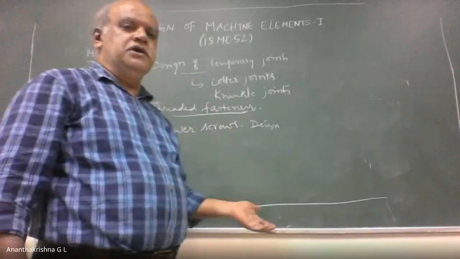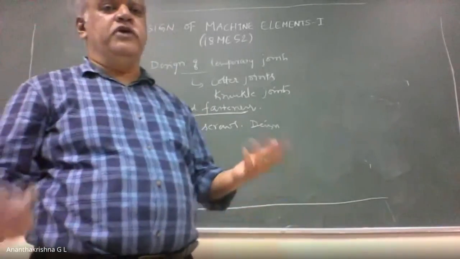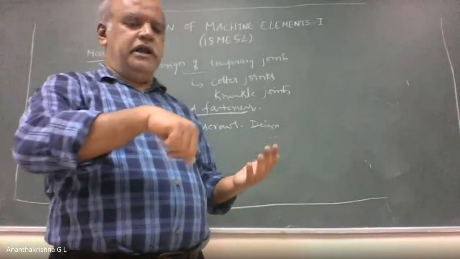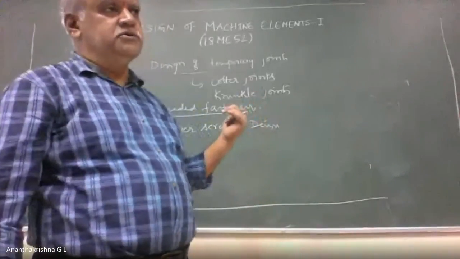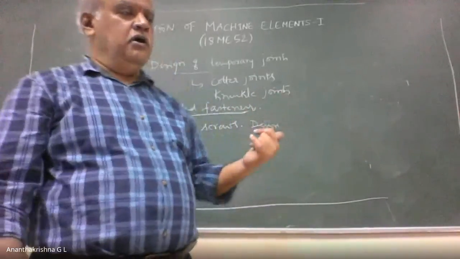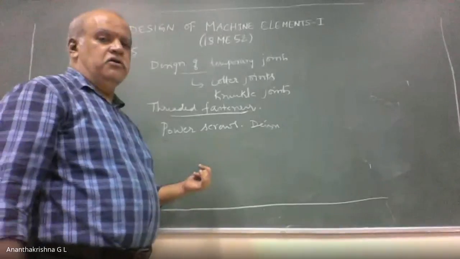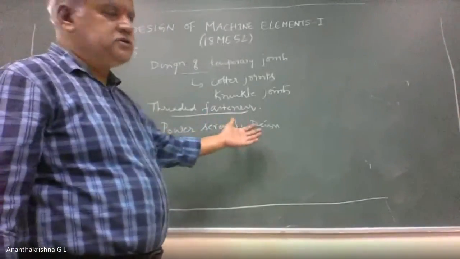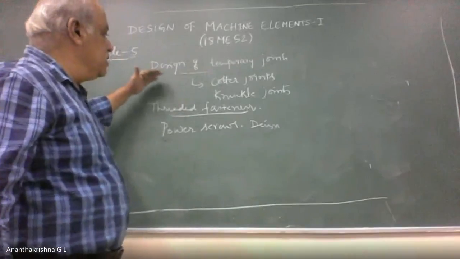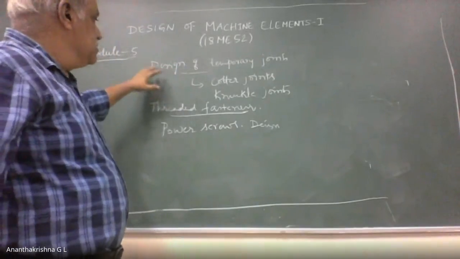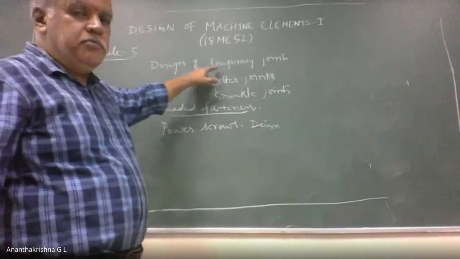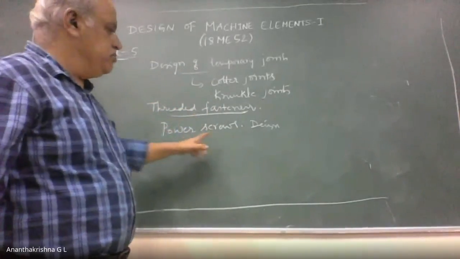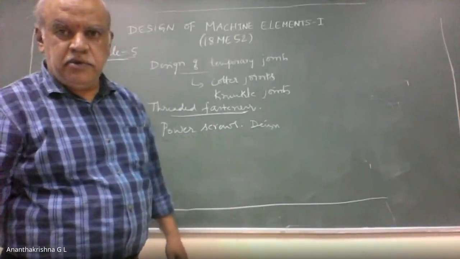Okay, essentially power screws are used for lifting of gates, and so on. The dam gates are lifted using power screws, and many more applications are there, including your screw jack. Okay, so they all come under power screws. So this is what we learn in module number 5. So please note down design of temporary joints, quarter and knuckle joints, threaded fasteners, and power screws design. Please note down this much.